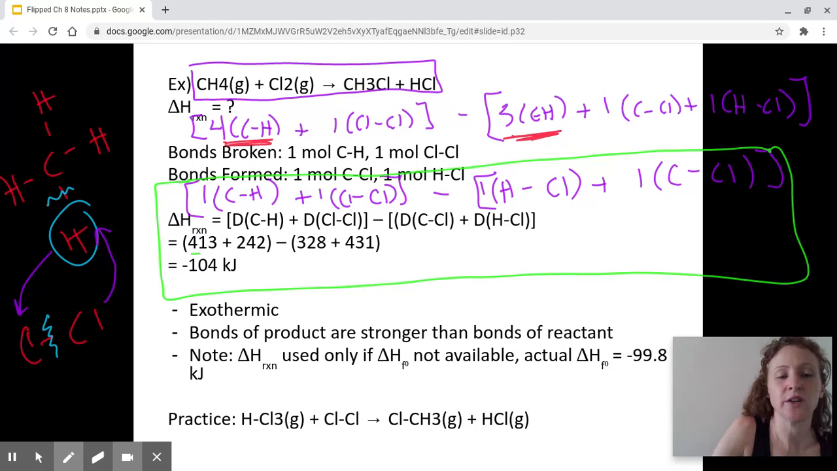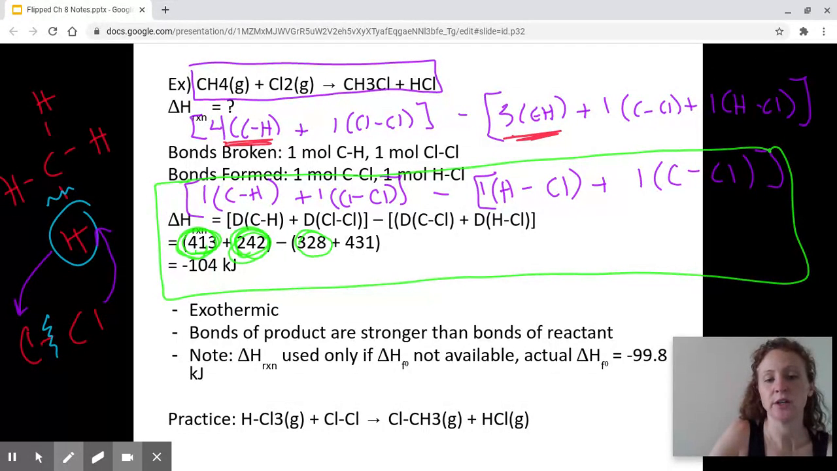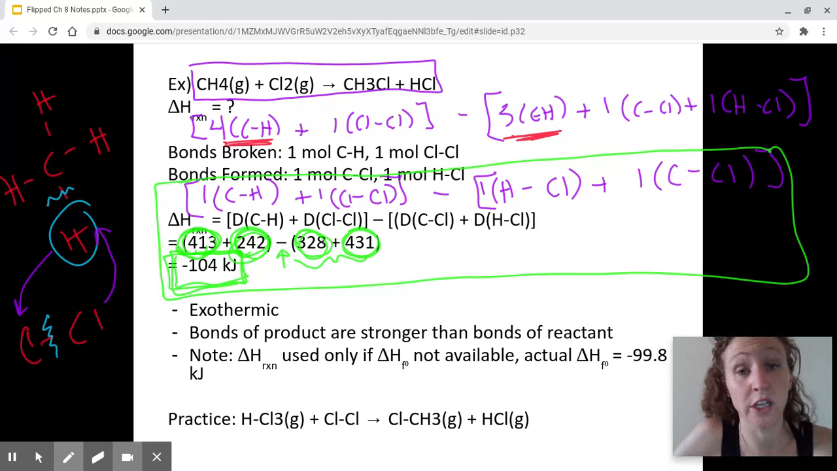Okay, so here are values looked up in that appendix in the back of the book. This is the value for breaking a carbon-hydrogen bond. Here's the value for a chlorine-chlorine bond. Here's the value for a carbon-chlorine bond. Here's the value for a hydrogen-chlorine bond. They're all added up. The sign of these are flipped by this subtraction here, and we get an overall enthalpy of the reaction of negative 104 kilojoules.